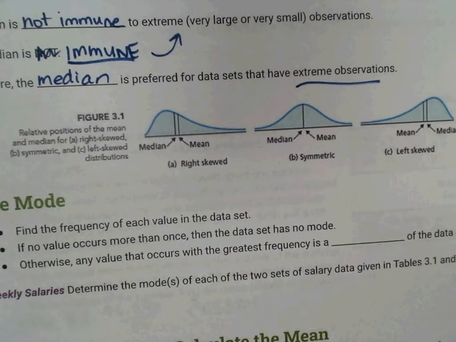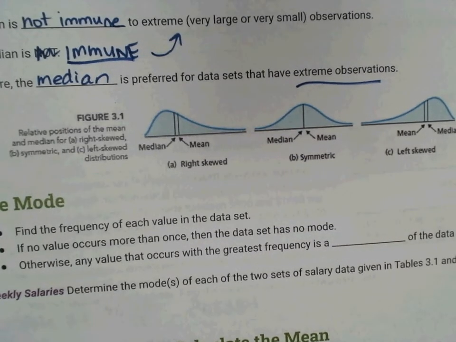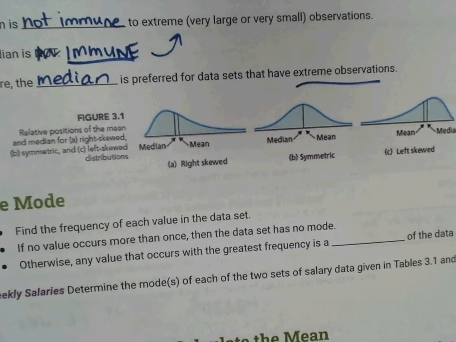I want you to take 20 seconds and talk to the people at your table to process what we just said there between the mean and the median, and which one's preferred when. The median is preferred when you're doing data that are extreme. Why?